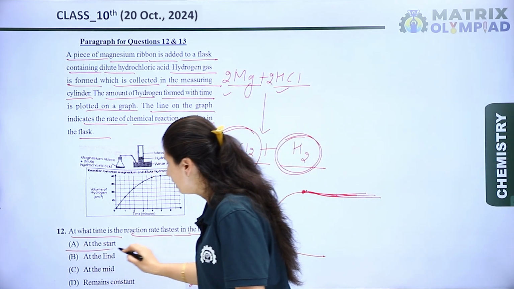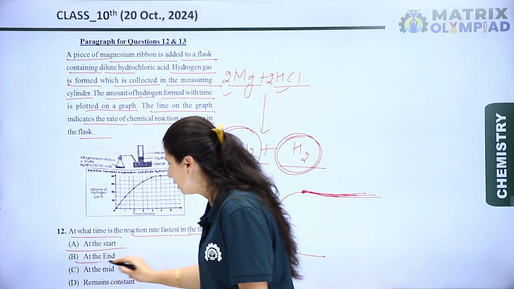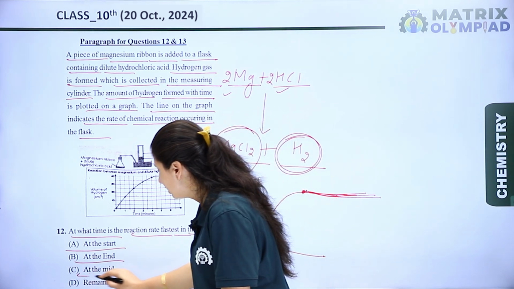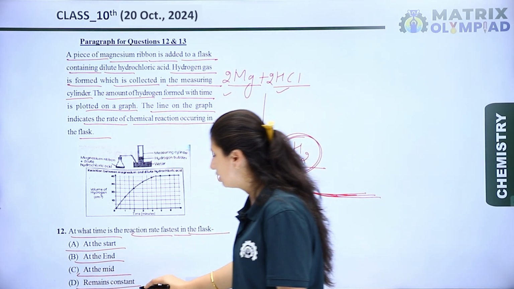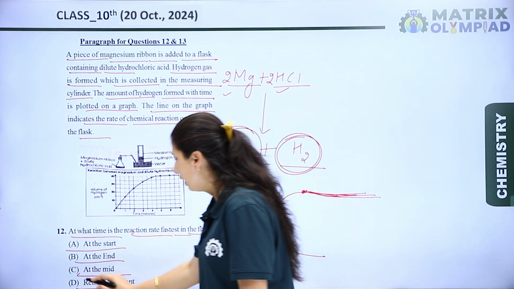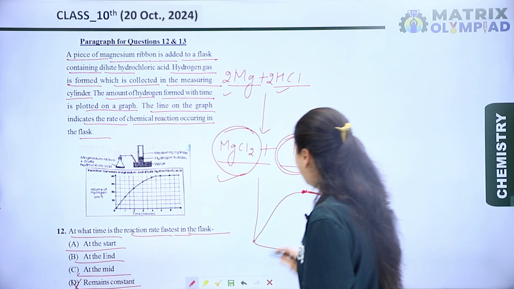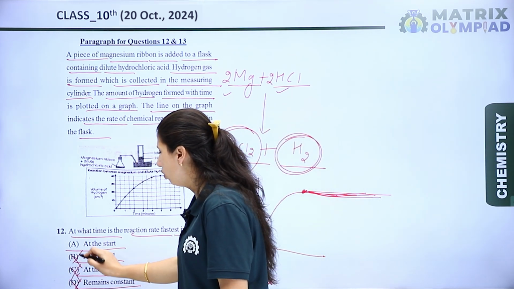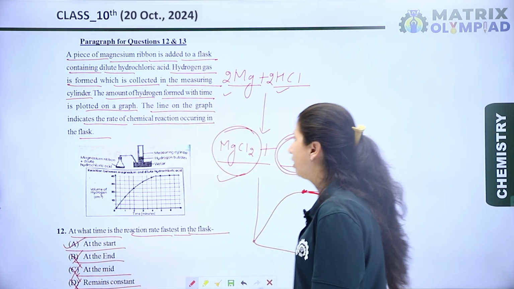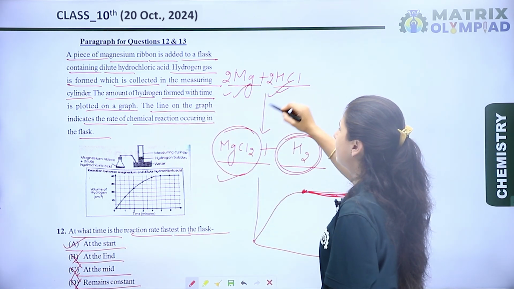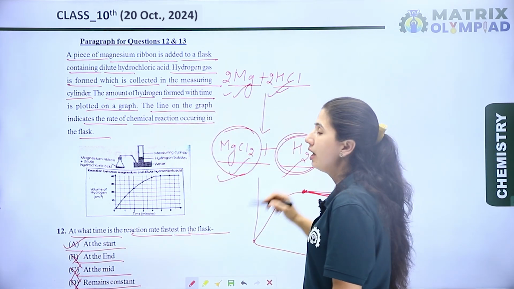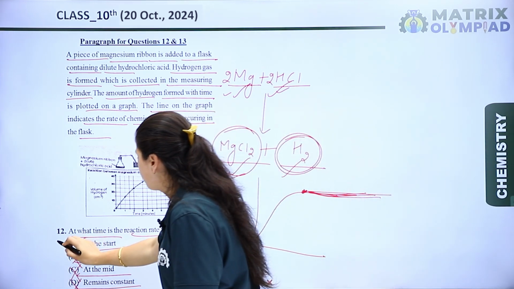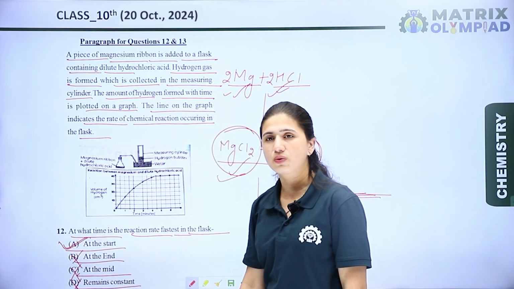Okay, so the first is at the start, second is at the end, third is at the mid, and fourth is remains constant. No, it's not constant. At the end point, it remains constant. At the mid, no. At the end, no. At the start, yes. When we react magnesium with HCl, it produces magnesium chloride initially very fast. So option A is the right option for this question.